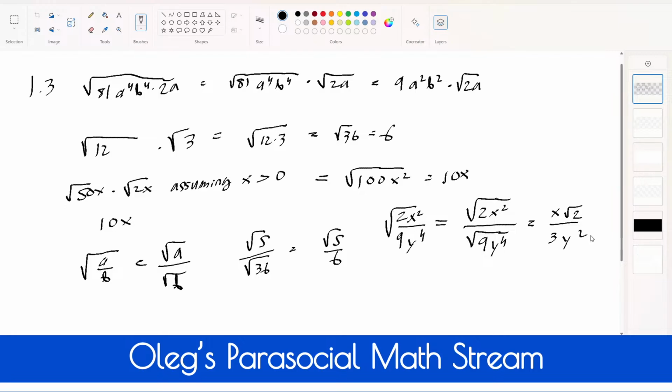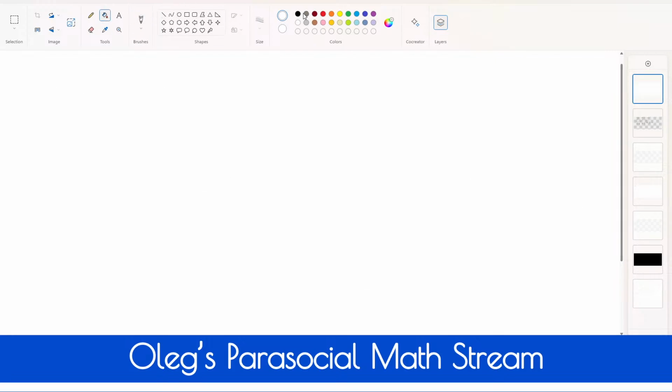Okay, so let's try this. We're going to add 5 root 12. Let's start a new page. I'm going to say 5 root 12 plus 2 root 3. Okay? And this is the example. We're doing 6.